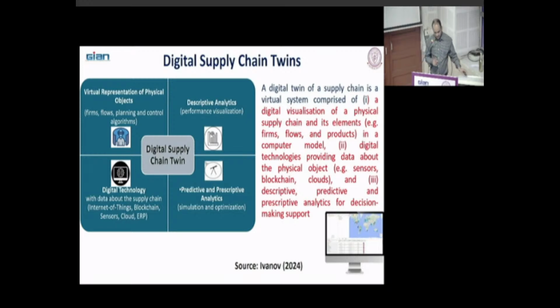So basically, again, as I said, here are the three important components. First is the virtual representation of physical objects that you can see. Then we need the digital technology, and then we need these three analytics: descriptive, predictive, and prescriptive analytics.